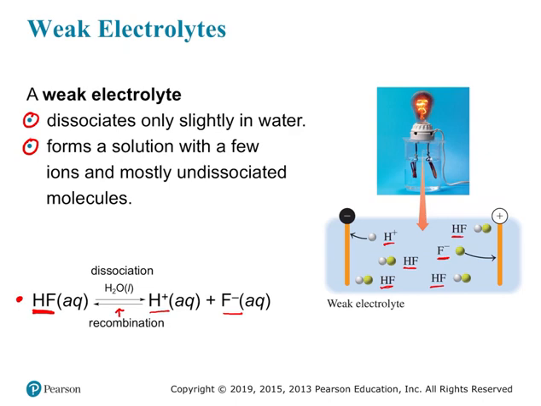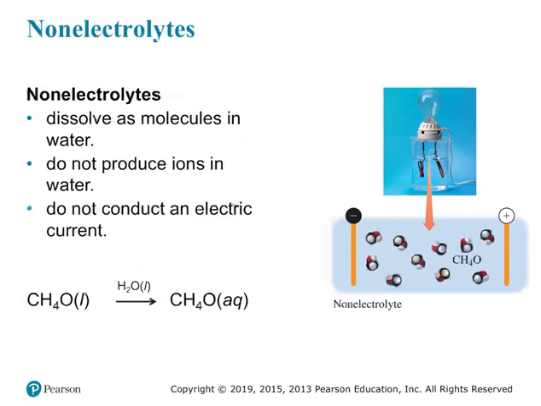Now, because we do have a few ions floating around, we can still generate a current in this solution. So we'll see the light bulb kind of light up, but it's not going to be as bright as in our previous example where we had a strong electrolyte that completely dissociated. Weak electrolytes are kind of the in-between form of electrolytes and non-electrolytes. All right, so the last category is non-electrolytes.